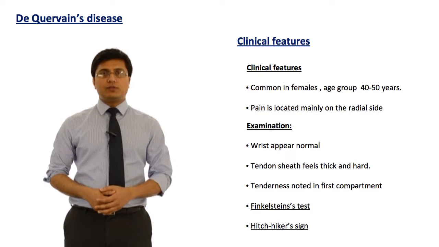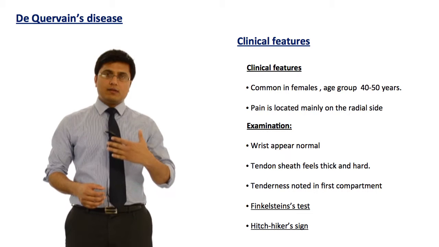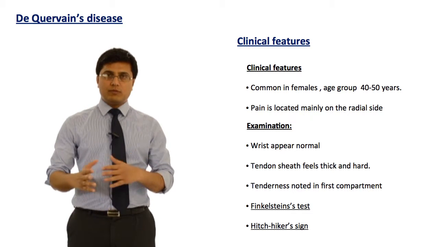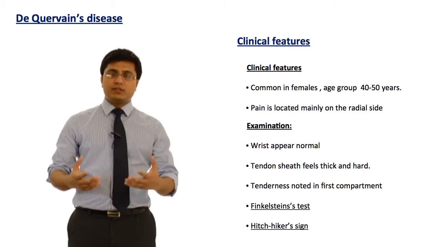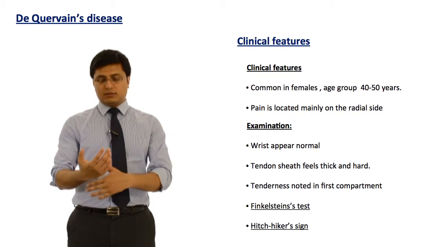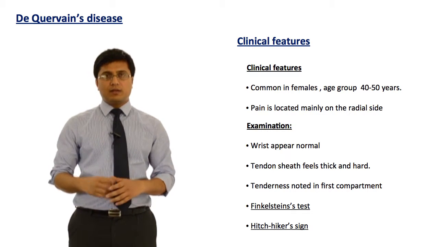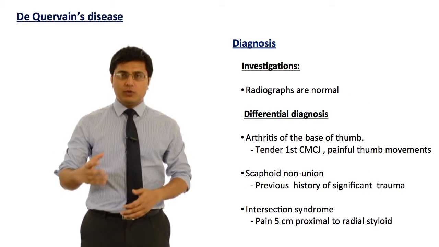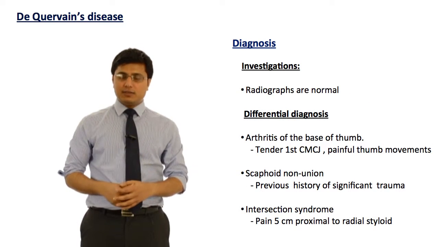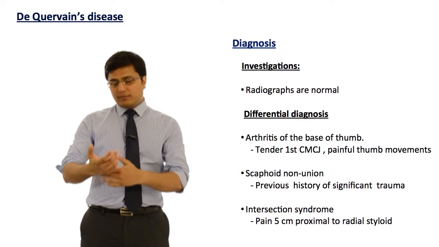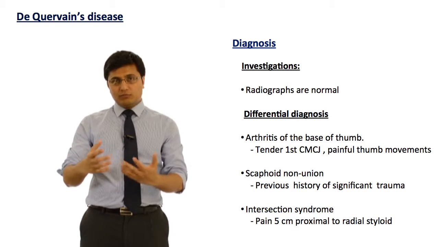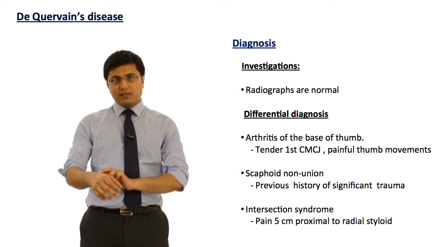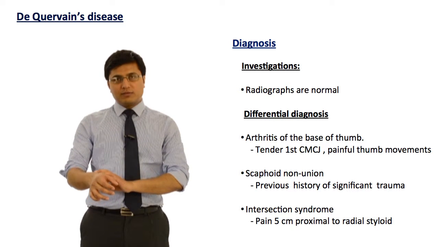So what are the clinical features of De Quervain disease? It's common in females between the age group of 40 to 50. Patients often report pain on the radial aspect of the wrist, aggravated by movements which provoke repeated wrist movements. If we look into the examination findings, the wrist may appear normal to look at, but when you start palpating, there may be tenderness in the radial aspect of the wrist, around the radial styloid area.